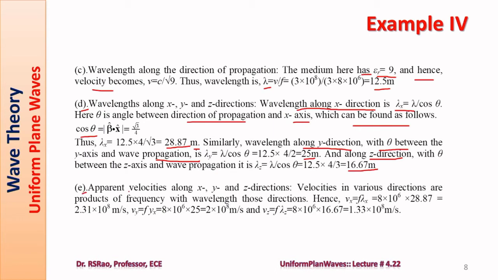E: apparent velocities along x, y, and z directions. Velocities in various directions are products of frequency with wavelength in those directions. We have wavelengths lambda x, lambda y, lambda z available, and frequencies available. So simple multiplication leads to Vx, Vy, Vz, resulting in velocities along those directions.